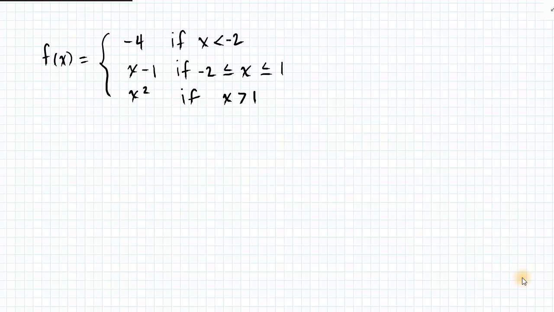Let's graph this piecewise function. When we're graphing a piecewise function, we have to be aware of the different pieces of the domain. So over here on the right, we can see that the domain is broken up into 3 intervals. So that means that the function value depends on which interval we should be looking at.